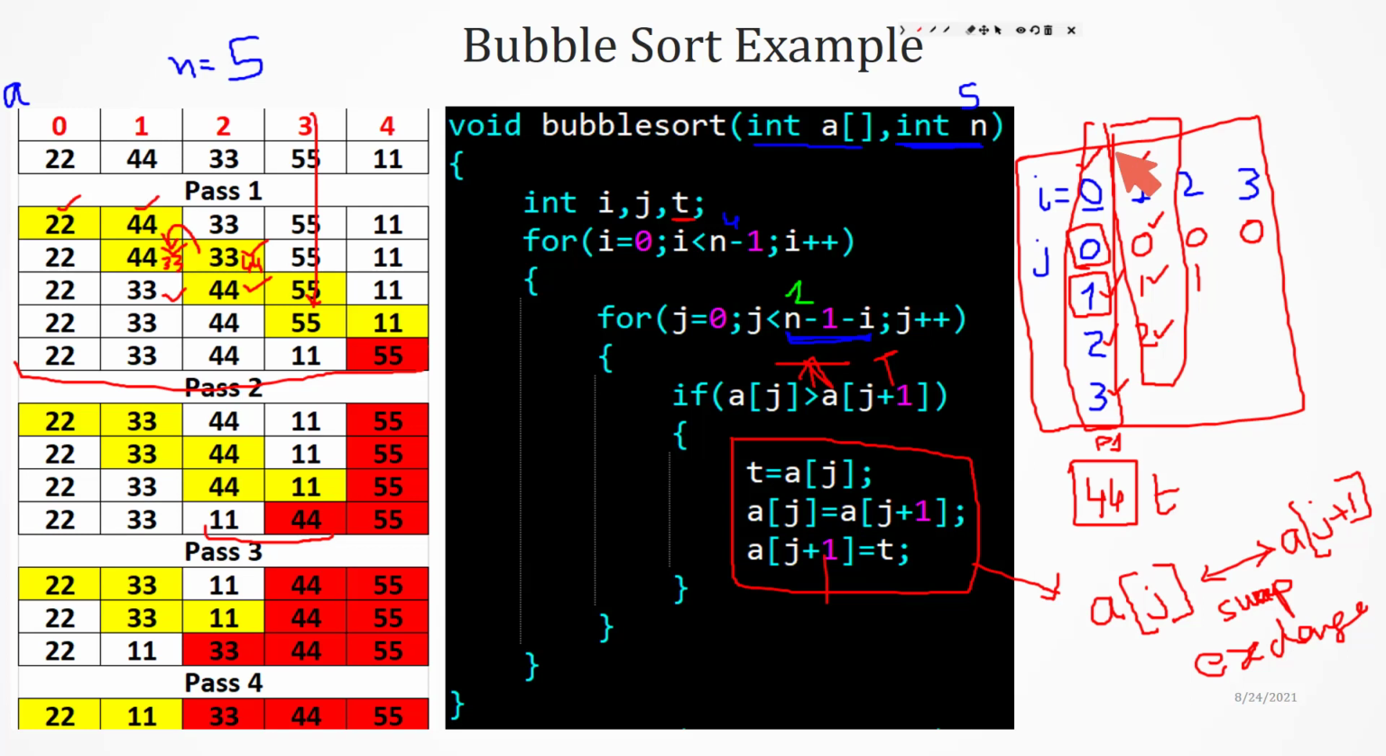Similarly, we will execute pass 3 and pass 4. In the end I will get a result in sorted order: 11, 22, 33, 44, 55. Anybody have any doubt? Please ask.